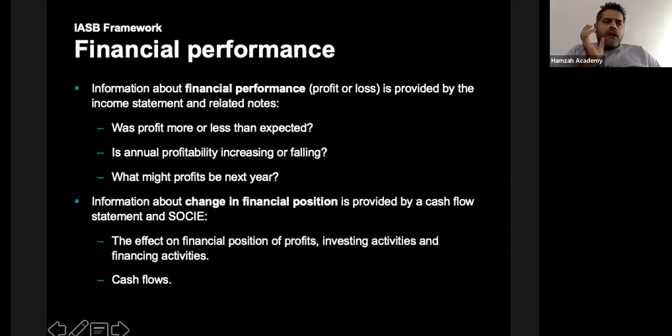Technically, in order to evaluate the performance of a company, obviously we measure it by the profit, and information about the revenue, costs, and profit is provided in the income statement and related notes to the financial statements. The user of the financial statements can compare the actual profit with their expectations.